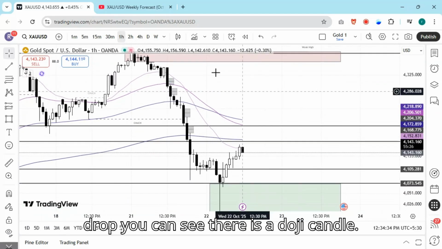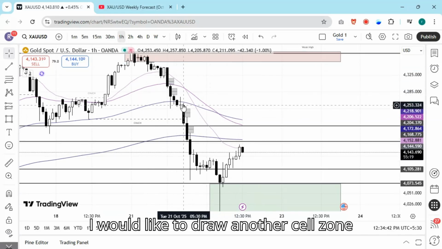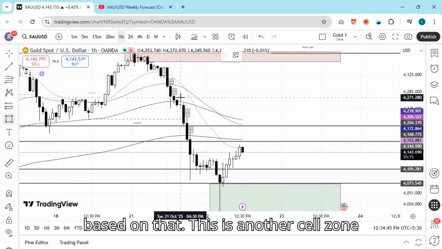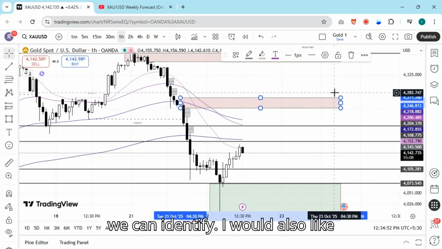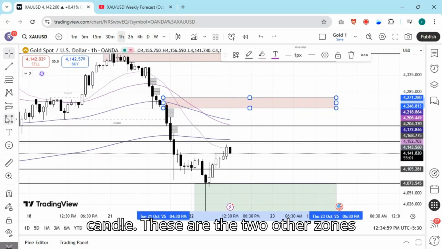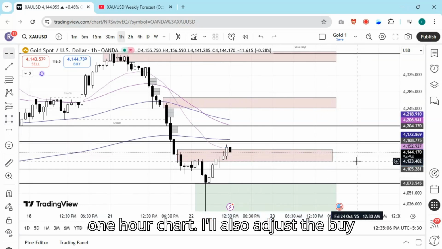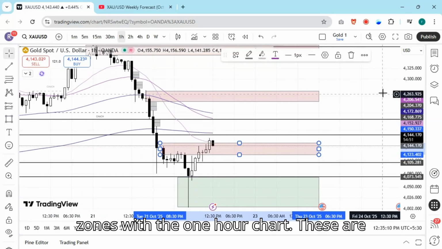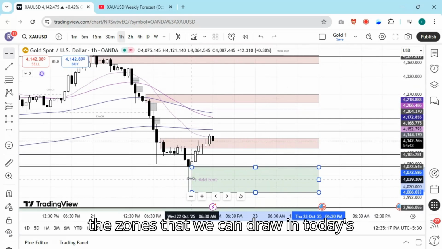Beyond that drop, you can see there is a doji candle. I would like to draw another sell zone based on that. This is another sell zone we can identify. I would also like to draw another one around this doji candle. These are the two other zones that I can find in this market using the 1-hour chart. I'll also adjust the buy zones with the 1-hour chart. These are the zones that we can draw in today's market.